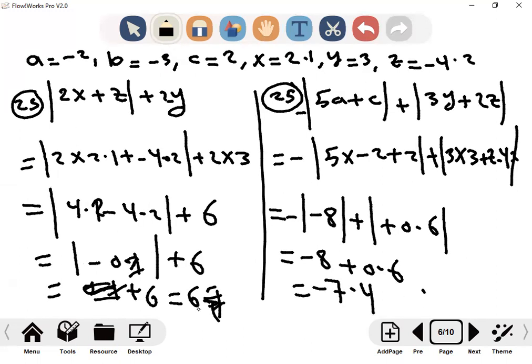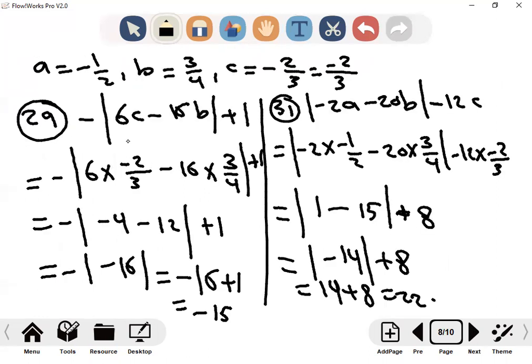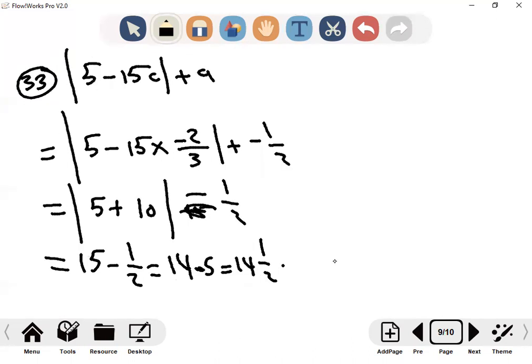Question 23, 6. Right? The one we mixed up was 6. 25, negative 7.4. 27, 8.4. 29, negative 15. 31, 22. And 33, 14 and a half.